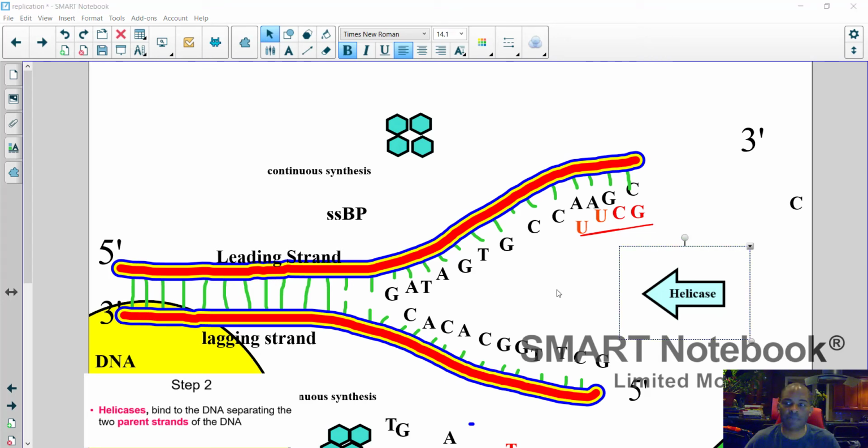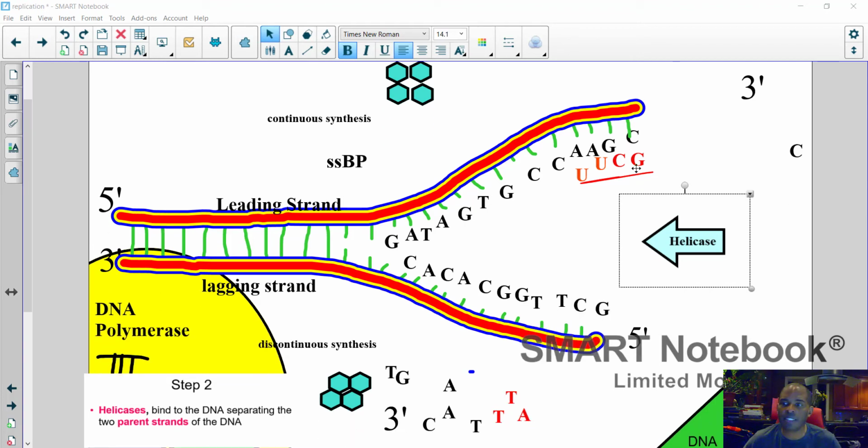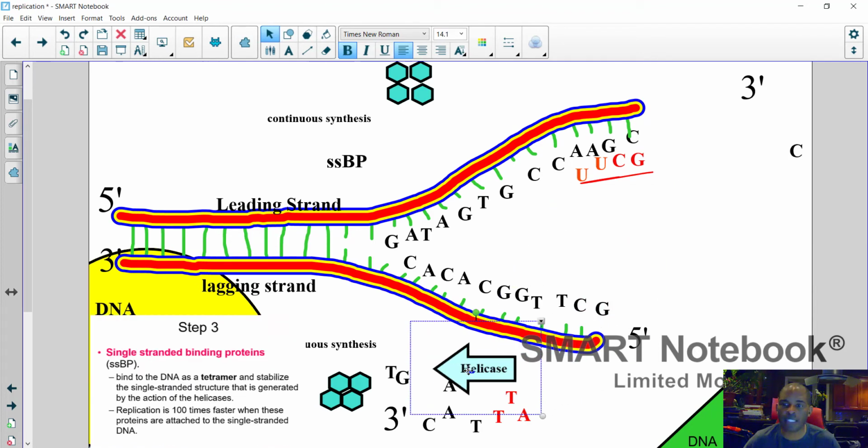Next, step 3. This C and this G, and this A and this T, they're all attracted to each other. So just because I separate them with the helicase and it's done its job and now it's gone, doesn't mean that these won't come back together again. So you need something to stabilize this structure, to keep it open so they can be copied.